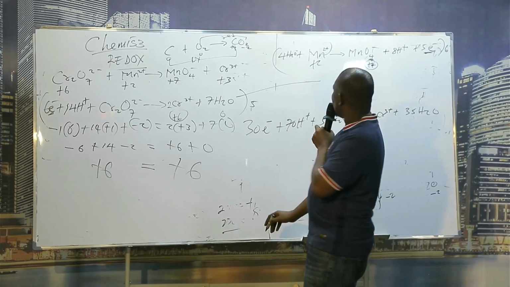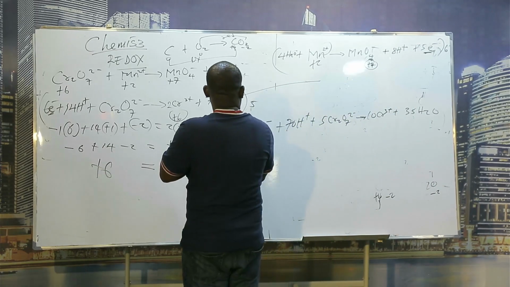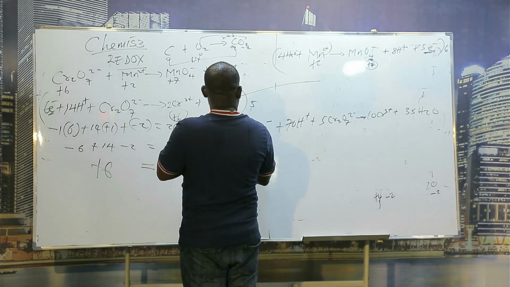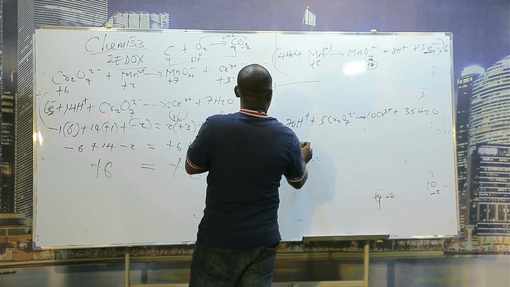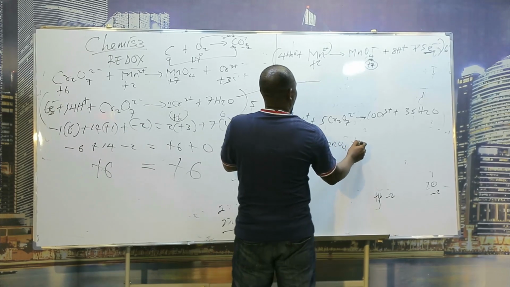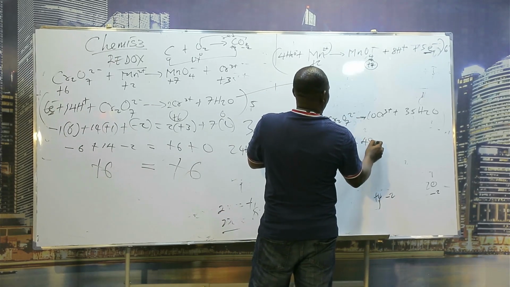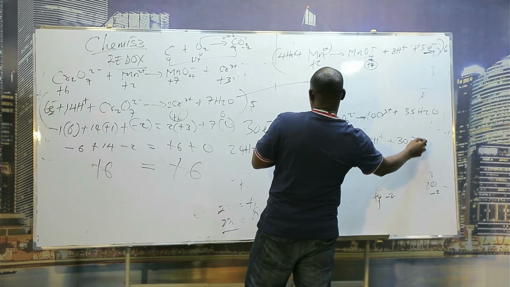Here. 24 what? H2O plus what? 6Mn2 plus equals what? 6MnO4 minus plus what? 48H plus, what? 30e what?